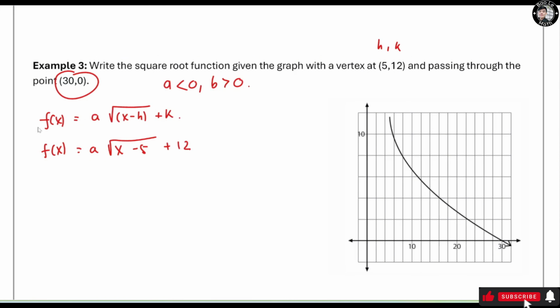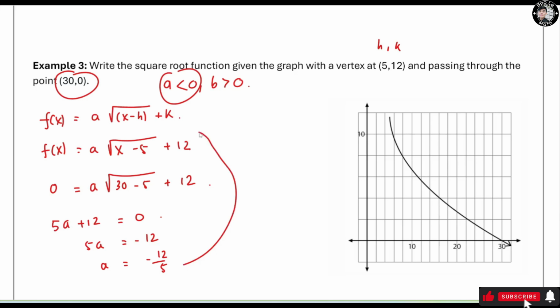And we use the ordered pair right here, right? So x equals 30, y equals 0, right? So we have 0 equals a square root of 30 minus 5 plus 12, right? So this guy turns out to be 30 minus 5 equals 25, right? Square root of 25 is 5, right? So we have 5a plus 12 equals 0, right? Subtract 12 from both sides, so 5a equals negative 12 and a equals negative 12 over 5, which is negative, right? Substitute this guy back over here.